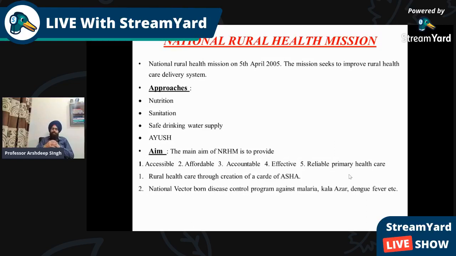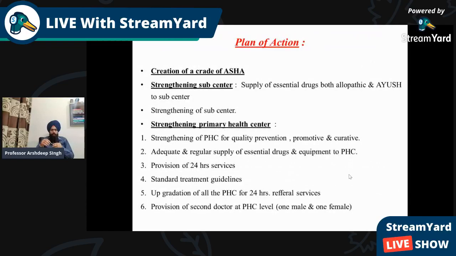That is, under the National Vector-Borne Disease Control Program, a program was launched under this mission. Next is the plan of action. So that was about the aim. Next is about the plan of action. So what were the various plans that were implemented under the NRHM?